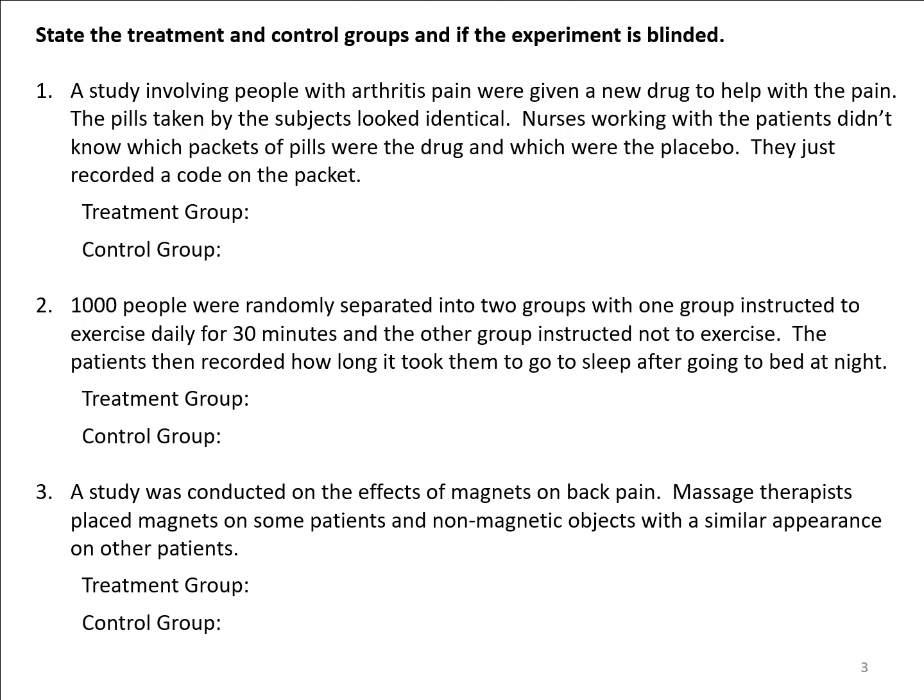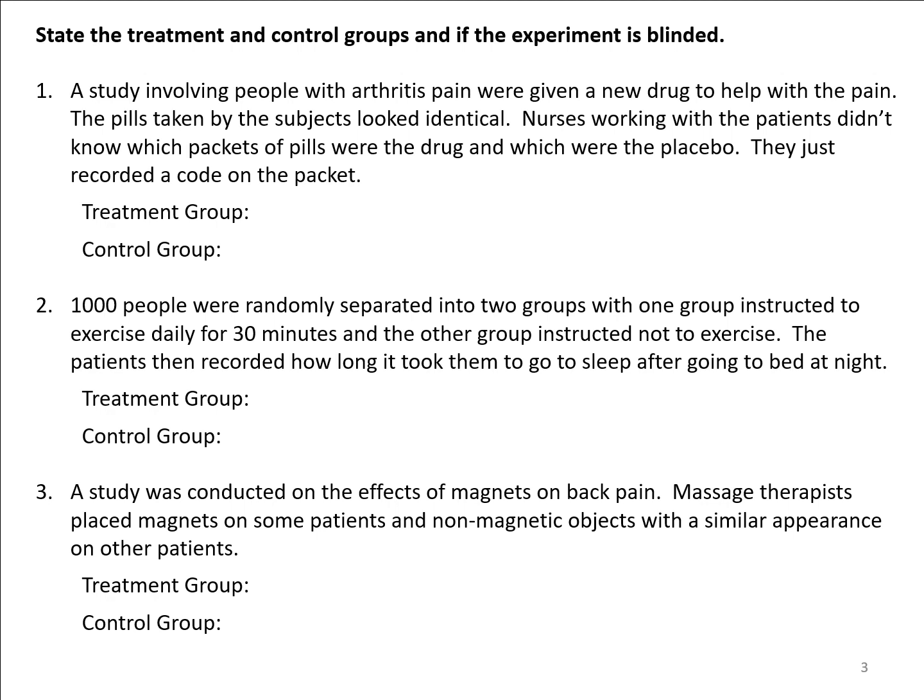Let's look at a few examples of experiments and determine what the treatment group and the control group are, and whether the experiment was blinded. So in the first example, we have a study involving people with arthritis pain who were given a new drug to help with the pain. The pills taken by the subjects looked identical. Nurses working with the patients didn't know which packets of pills were the drug and which were the placebo. They just recorded a code on the packet.